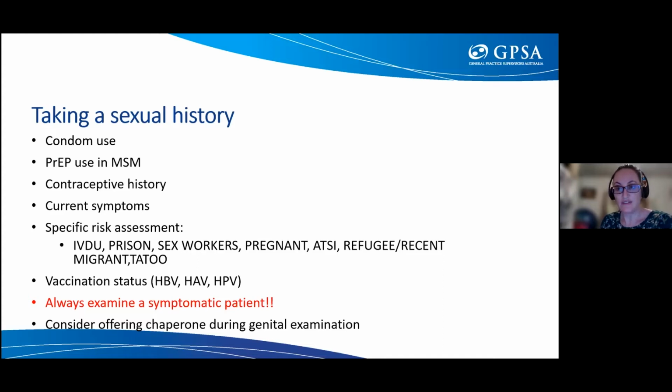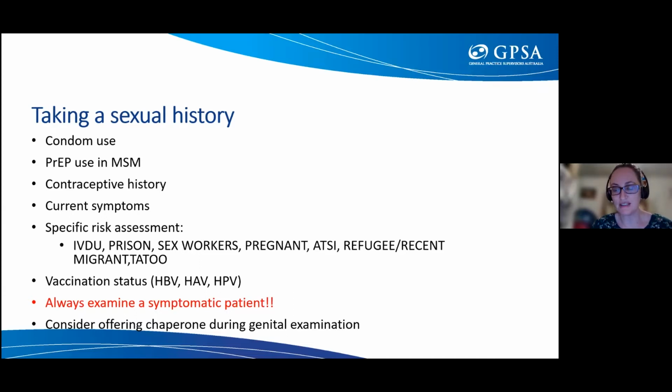Contraceptive history for your female patients: you want to establish if there's pregnancy risk, and that can lead to some opportunistic contraceptive consultations. It's really, really super important to establish if there are any current symptoms, because that should trigger an examination. And that might trigger some specific tests in addition to your background screening tests that we'll be performing as part of an STI consultation.